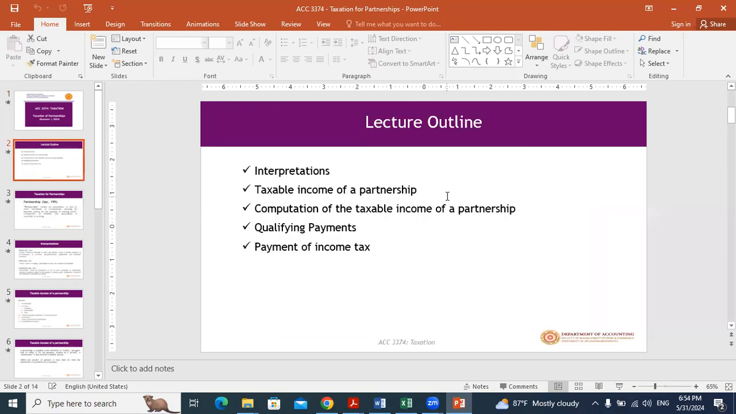So this is our lecture outline. We discuss some interpretations: what are the business entities, what is a partnership, and things like that. Taxable income of partnership, how to work out the taxable income of partnership. Thereafter, we'll move to computation of taxable income of partnership. And there are qualifying payments. When it comes to qualifying payments, I discussed that those are available for individuals and business entities. Partnership is one entity identified in that.